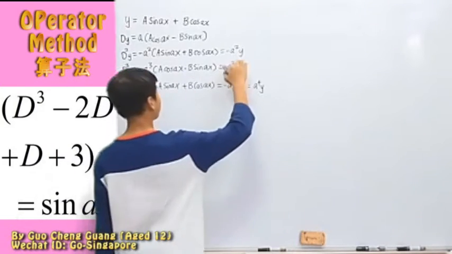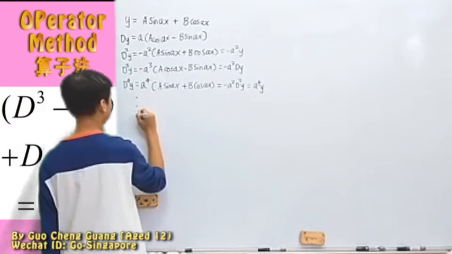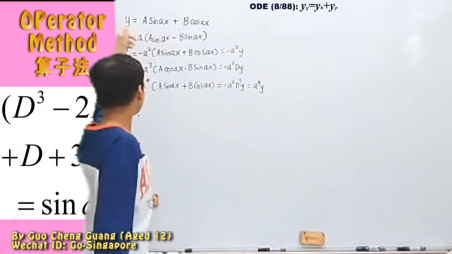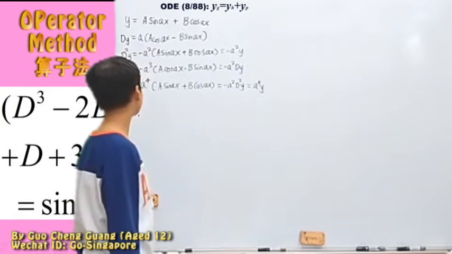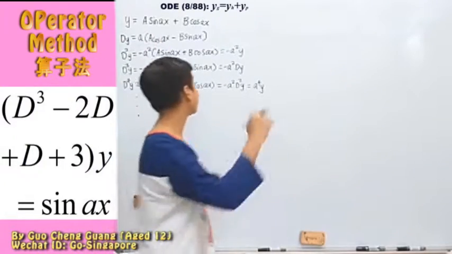So actually, from here you can already find a pattern. And so this goes on. It is just times a negative a squared for every second differentiation. So right now, for this pattern here, we have already cleared it.